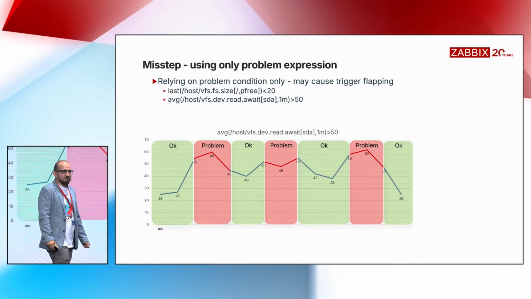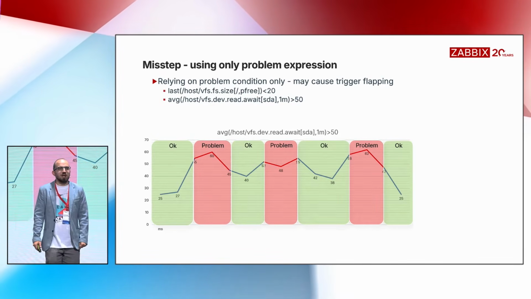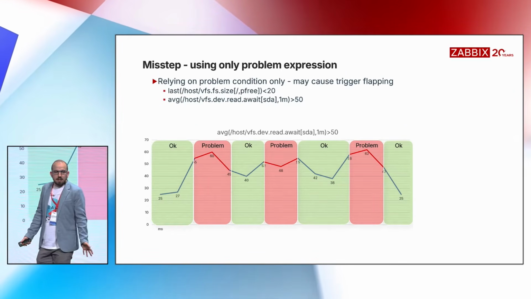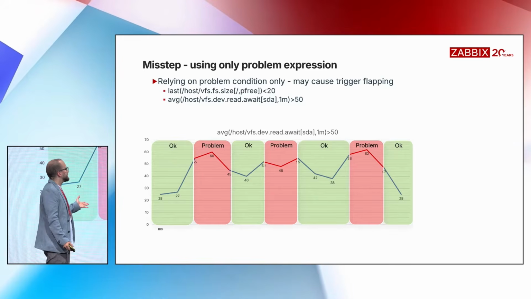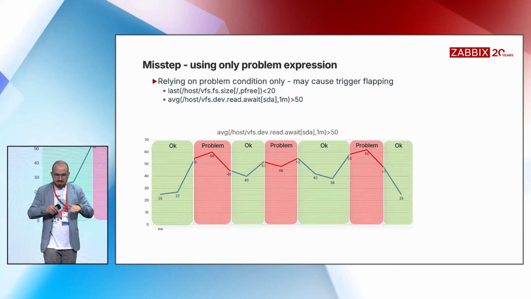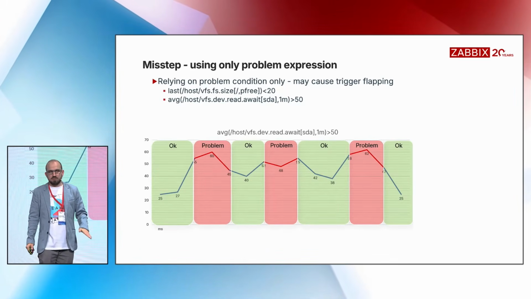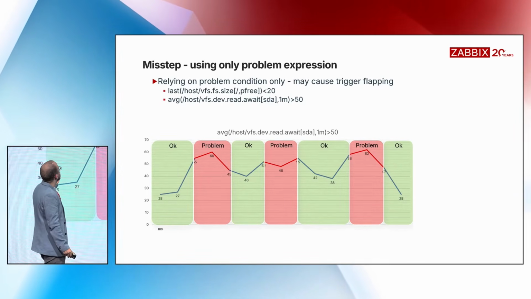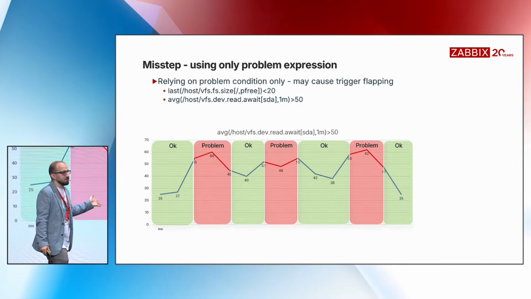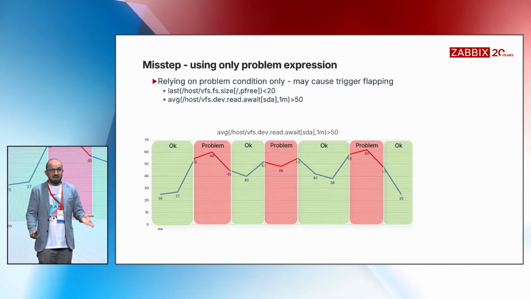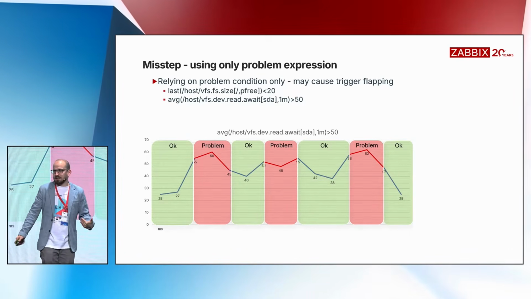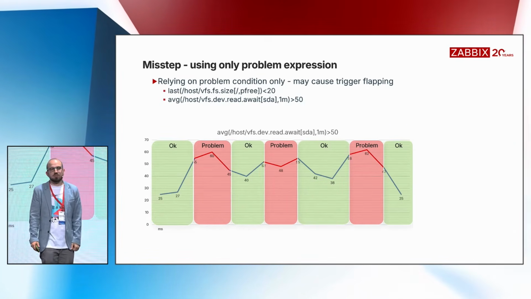Okay, we have not only the problem expression. We don't have to be focused only on what defines a problem, because as soon as we define what is a problem, and Zabbix sees the data which is not problematic, it will resolve it. Like we see here, we monitor the amount of space, and as soon as we have more than 20%, the problem is resolved. But if we have 20.01, it's not really resolved. It's still there, it's just invisible for Zabbix.